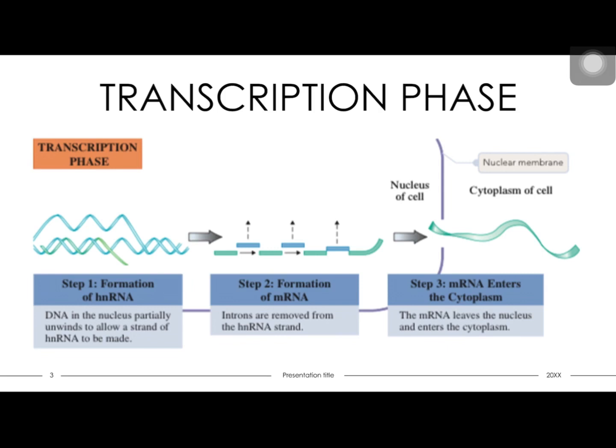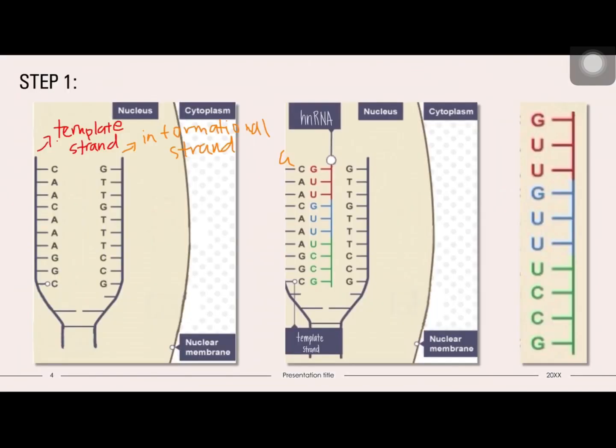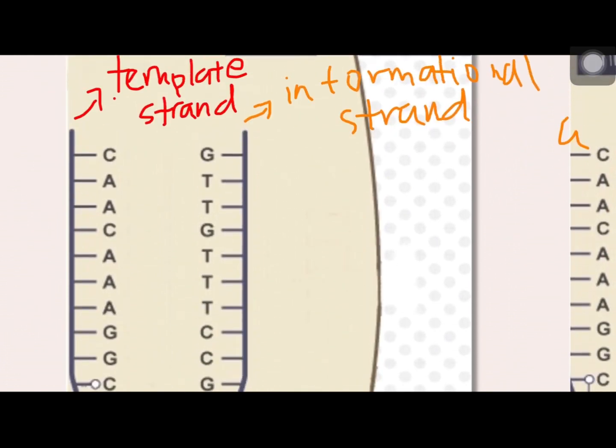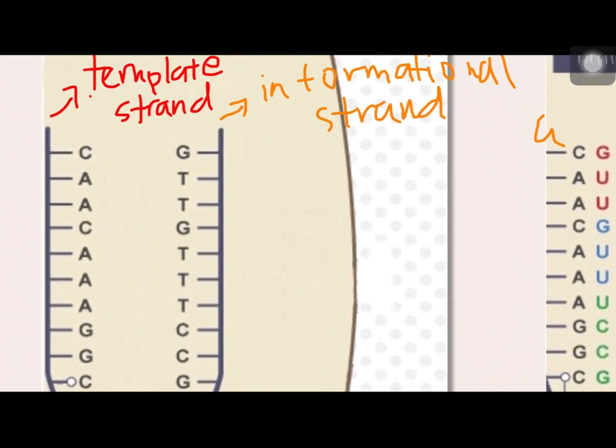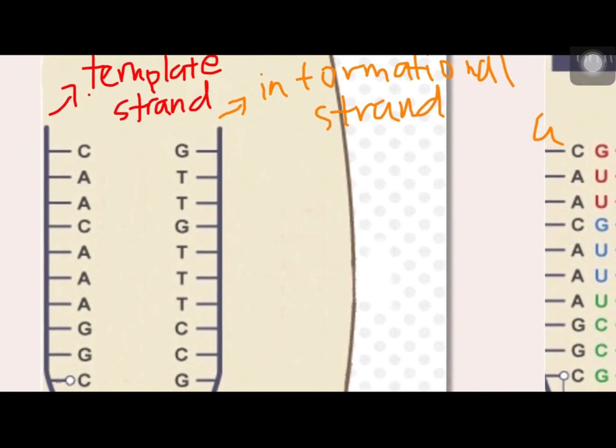So now that our DNA has been unwound by our RNA polymerase, we can say that this strand right here is our template strand, and the other strand is our informational strand. Our template strand is where the ribonucleosides align, and it is also used for hnRNA synthesis. And our informational strand is not involved in the RNA synthesis.